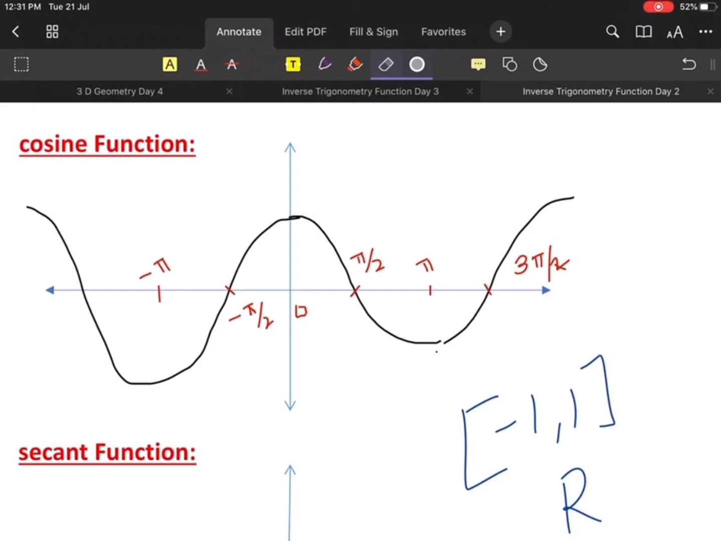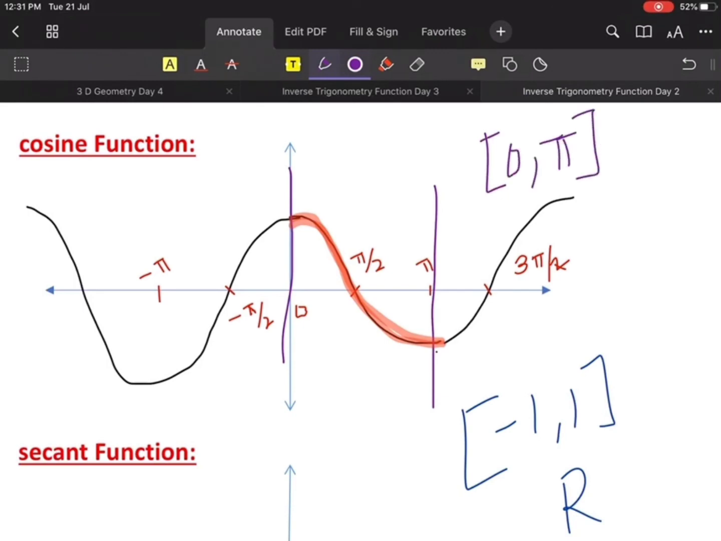So which portion should I cut to have both the positive and negative values? That is from 0 to pi. If you cut the curve of the cos function from 0 to pi, then you see that all the positive and negative values are included. So what is the principal value branch of the cos function? It will be 0 to pi. I hope everyone is clear about this one. So that's how we make the cos and sine functions 1 1 and onto by restricting their domains.